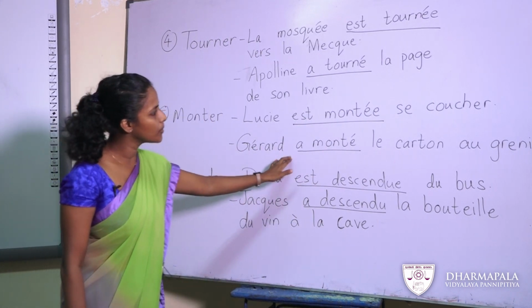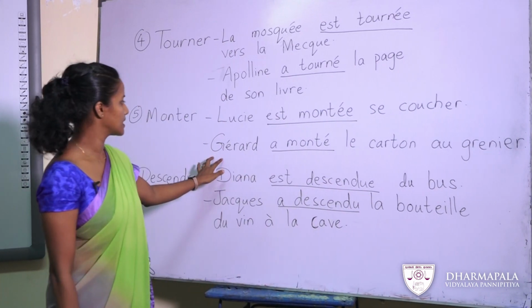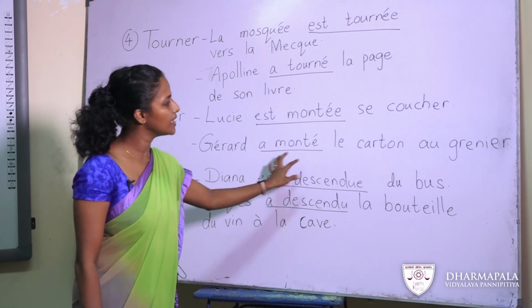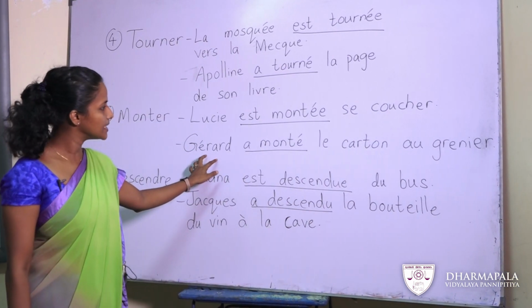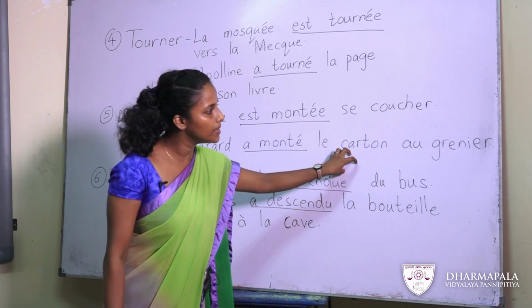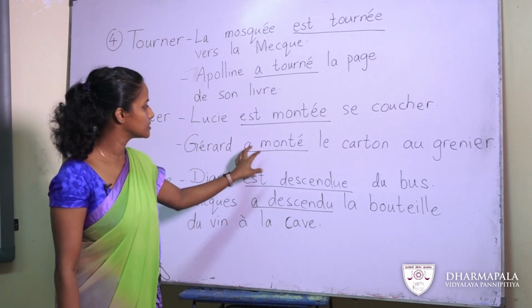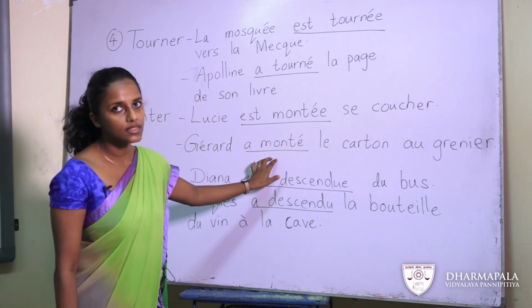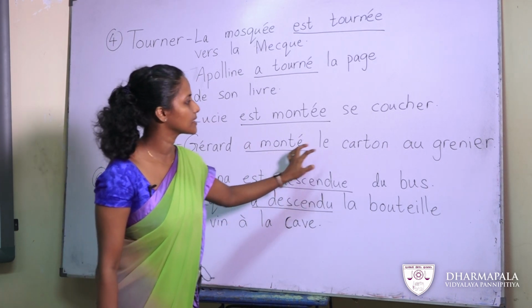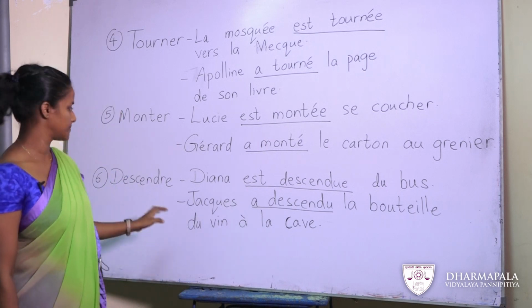Here, Gérard a monté le carton au grenier. Gérard a monté le carton. Now, Gérard is taking the cupboard, not himself. So, here we have used monter with avoir. Gérard has taken the cupboard to the attic.